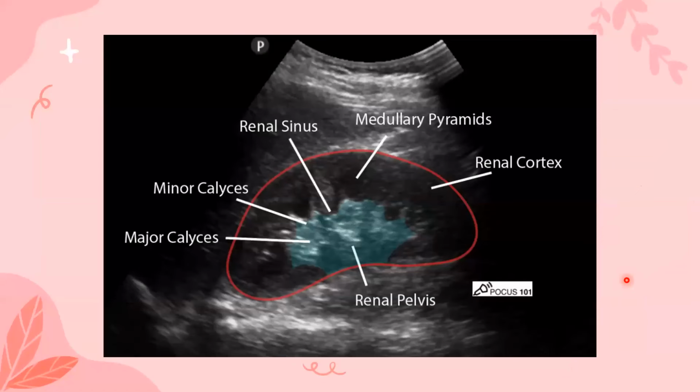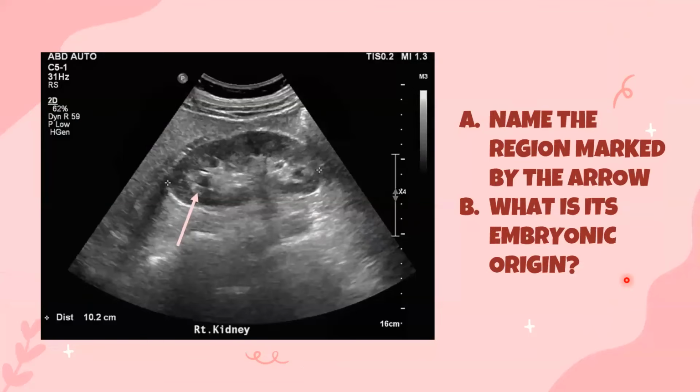Would the light be hyper or hypo? This would be hyper. The light is hyperechoic. Hypo means there is less sound going through, so it is darker. This is hyperechoic.